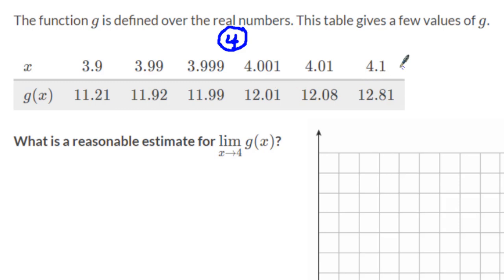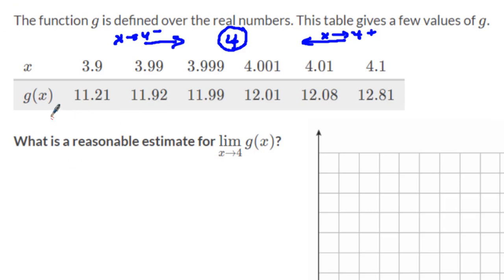Now you can see we've also come from the right side. We have 4.1, 4.01, 4.001. We're also converging from the right side. So we're converging from the left side as x approaches 4 from the left, and we're also approaching this way as x approaches 4 from the right.